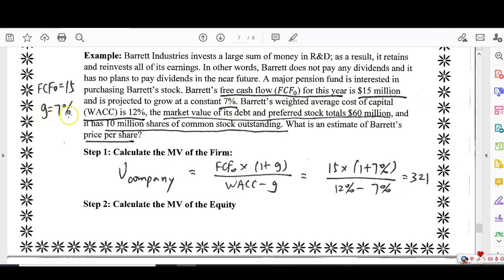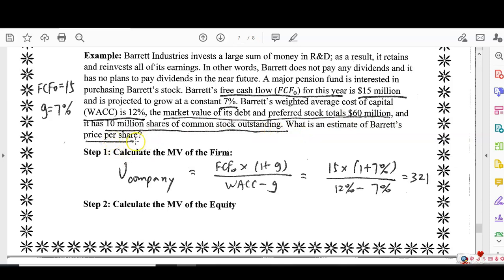We know G is 7%. Barrett's weighted average cost of capital, WACC, is 12%. Market value of its debt and preferred stock totals 60 million. And it has 10 million shares of common stock outstanding. What is an estimate of Barrett's price per share?